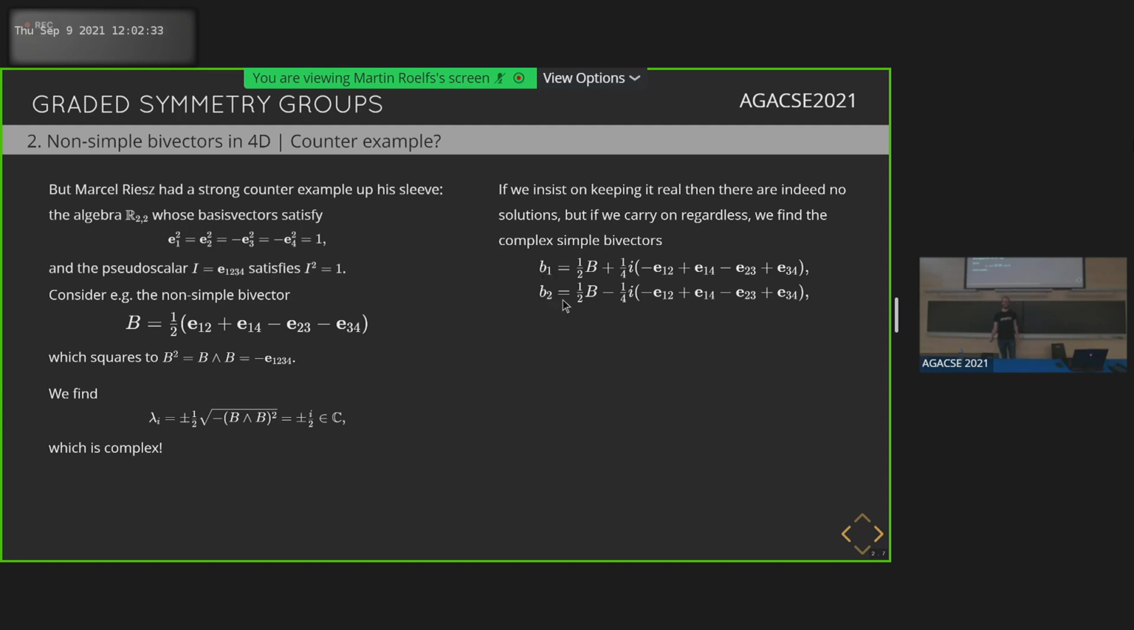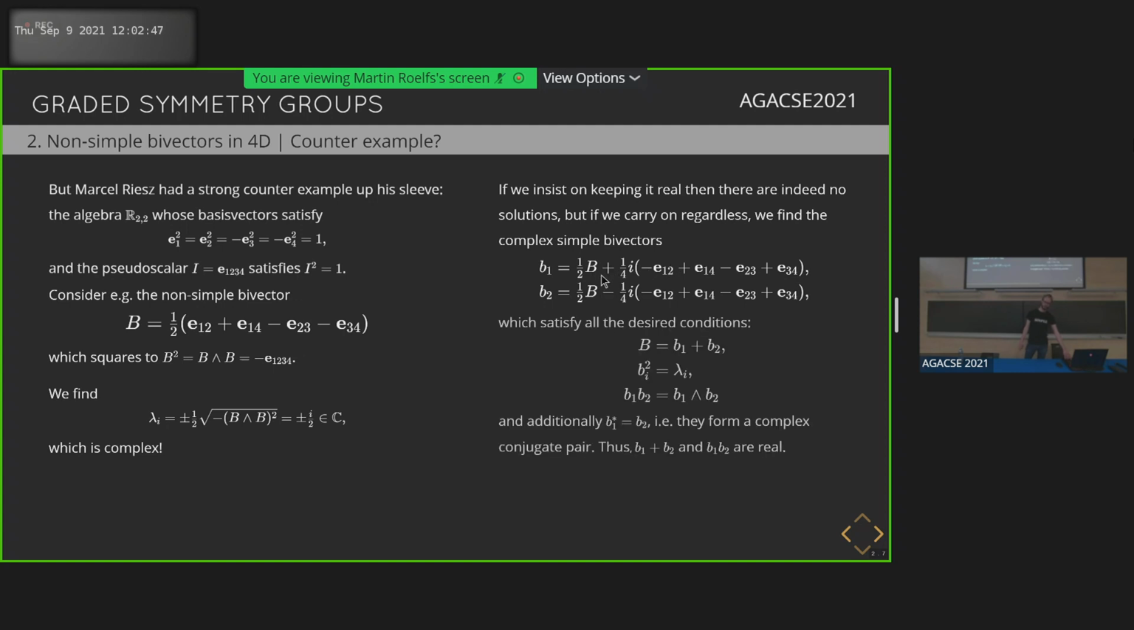So we find these B1 and B2, which are half of the original B, plus or minus some complex part. And you can see immediately that they are each other's complex conjugates. But if you work it out, they still satisfy all the desired conditions. So it still sums to the original B. It still squares to this lambda, which is now this plus or minus i over 2. And when you take their product, it is the same as their wedge product, meaning that the dot is zero, so they are orthogonal, and the commutator product is zero as well, meaning that they commute.